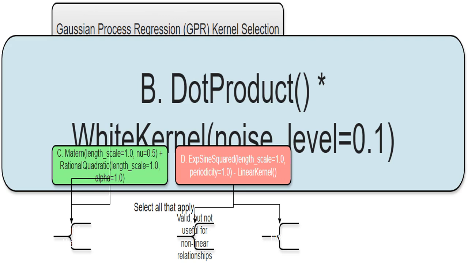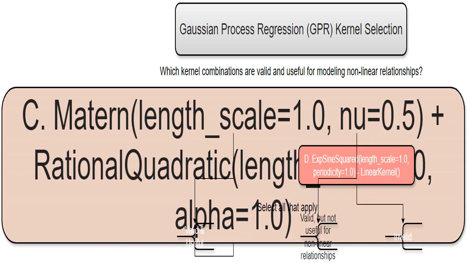Here, I see a dot product kernel, which models linear relationships, multiplied by a white kernel, which adds noise. While mathematically valid, this combination isn't ideal for modeling nonlinear relationships. It primarily captures linear trends with added noise. This option combines two kernels, Matern and rational quadratic, both of which are excellent at capturing nonlinear patterns in data. I consider this a valid and useful combination that provides flexibility in modeling various complex shapes.